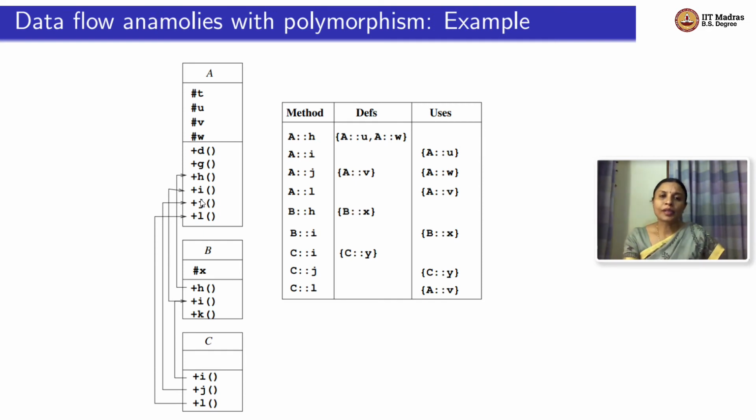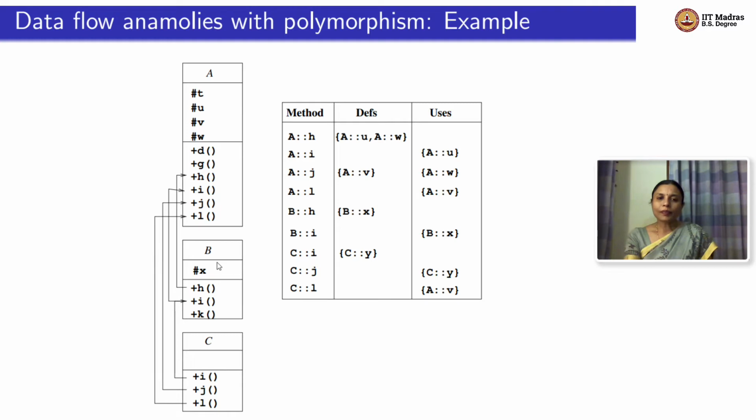Another example, this is a slightly long one. On the left, you again have a class inheritance hierarchy. This time there are 3 classes. Their names are A, B, and C. Class A has 4 variables, T, U, V, and W, prefixed by a hash. What does the hash prefix say? You might want to think for yourself for a minute. And then class A also has 6 methods, D, G, H, I, J, and L.